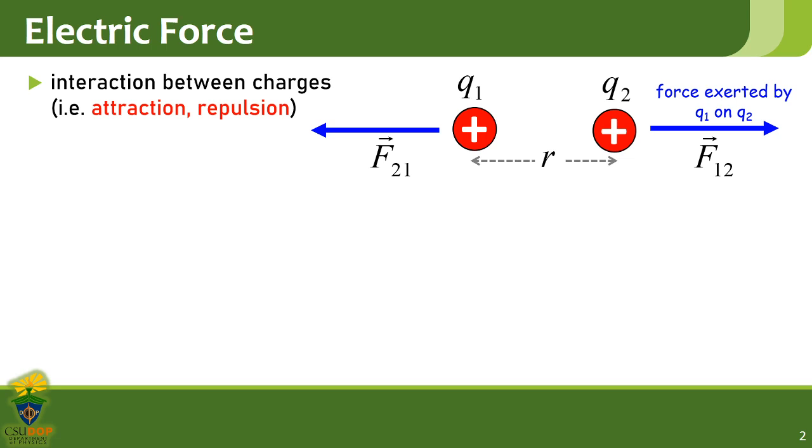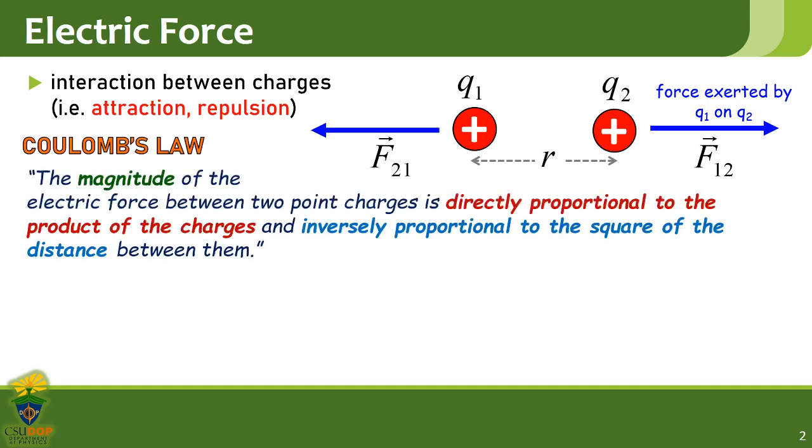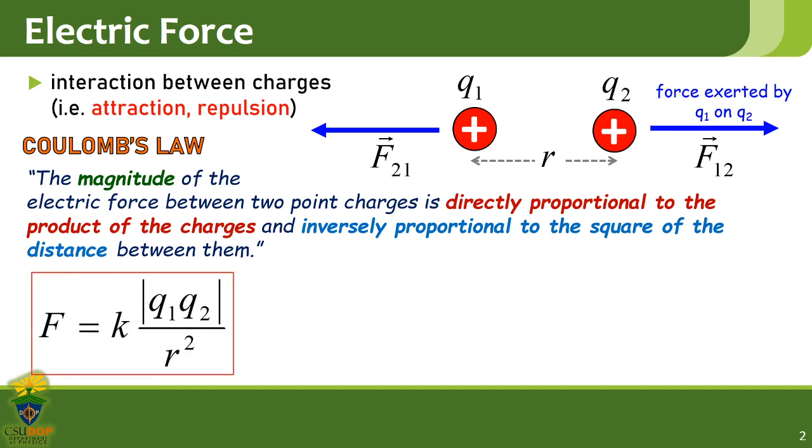The magnitude of the electric force between two charges was measured in an experiment done by Charles Augustin de Coulomb. He found out that the magnitude of the electric force is directly proportional to the product of the charges and inversely proportional to the square of the distance between them. This is neatly summarized by this equation, which then came to be called Coulomb's Law.